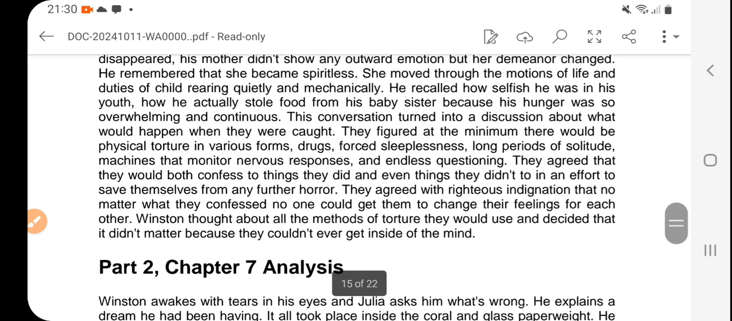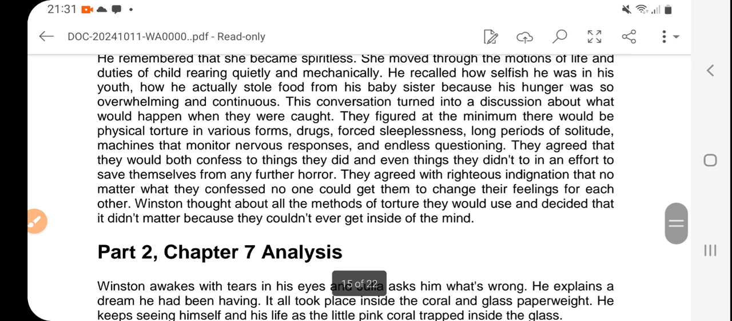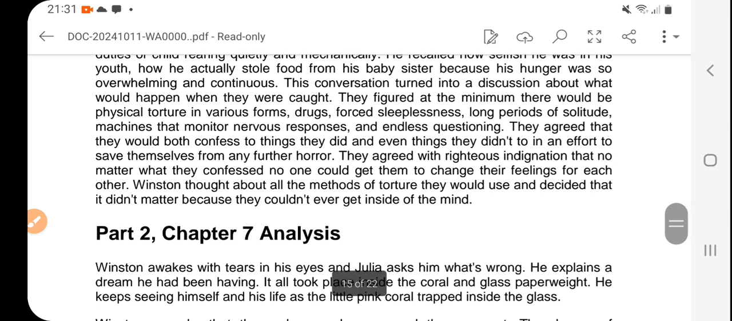He remembered that. So here Winston is remembering his childhood days, and he remembered that his mother became spiritless. She moved through the motions of life and the duties of child rearing quietly and mechanically. He recalled how selfish he was in his youth, how he actually stole food from his baby sister because his hunger was so overwhelming and continuous. He remembers how he snatched the fruit from his baby sister.